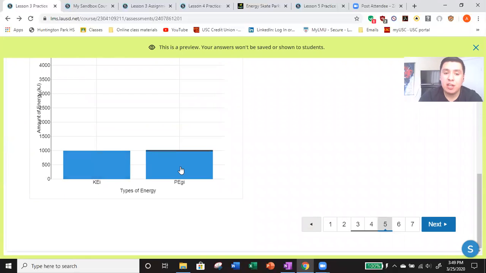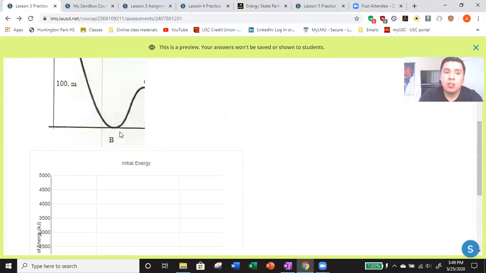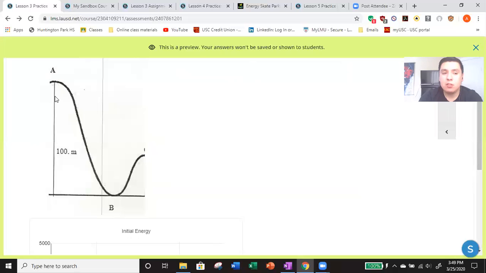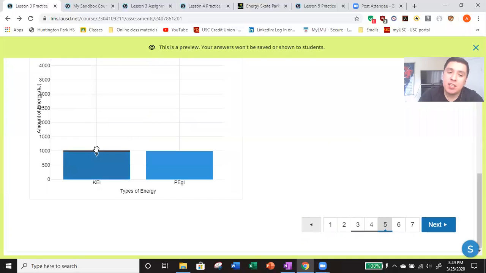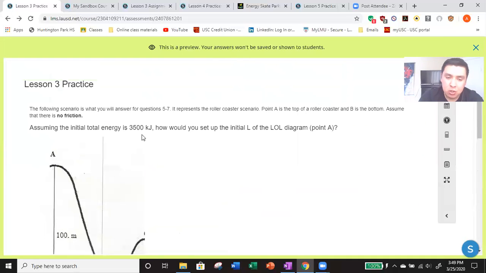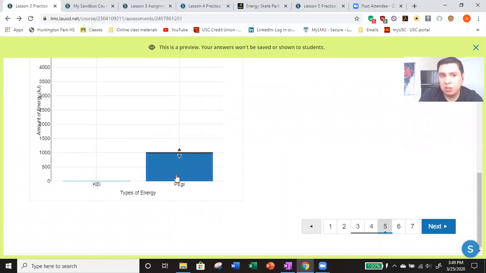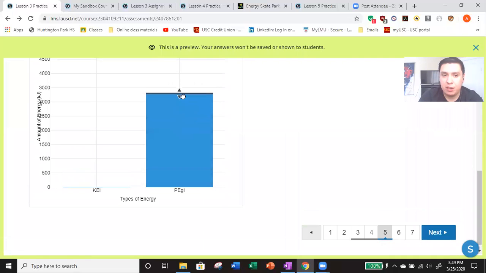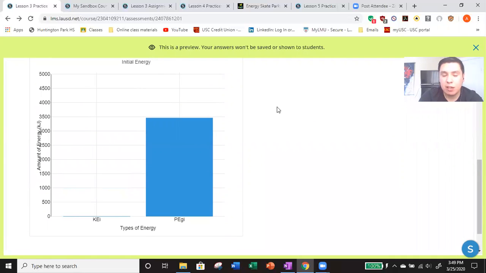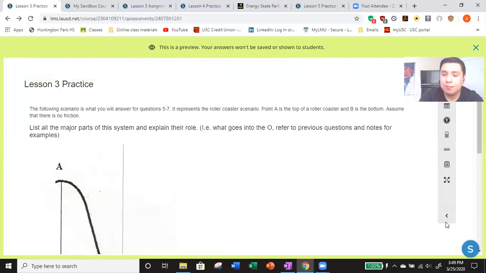So I gave you the initial kinetic energy and initial potential energy. We're assuming that it's not moving at the top. We're just about to start moving. So if that's the case, there's no kinetic energy. And now it says there's a total energy of 3,500 kilojoules and there's only potential energy, then that means you have to put that at 3,500, because that's the only energy that you can have. So that's all you have to do there.